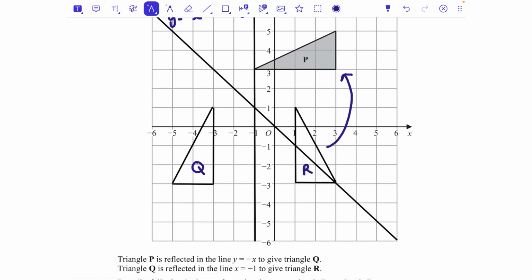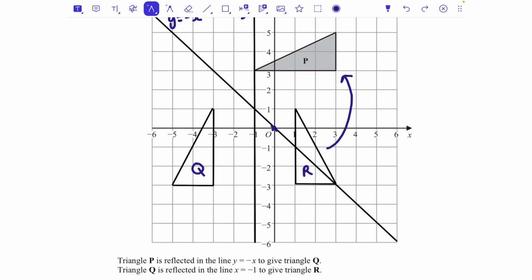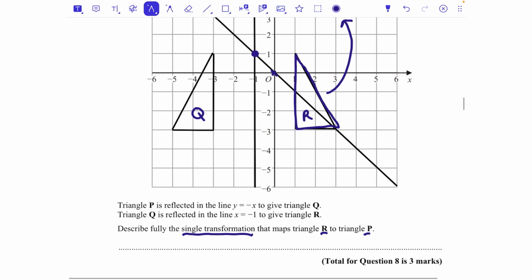Now, to see where it's been rotated from, I would recommend putting your tracing paper over the top and then drawing R on your tracing paper and then just spinning it until it lands on P. And then just try different turning points. It's going to be here. So this is the point where we're going to be turning it around. If you drew over your triangle here and you popped your tracing paper over the top and you spun it, it's going to land on P.